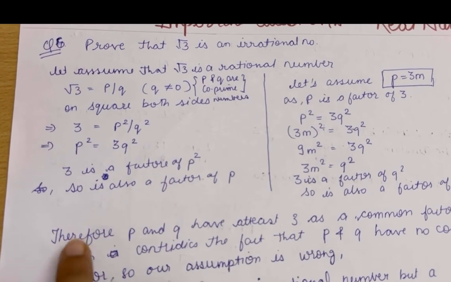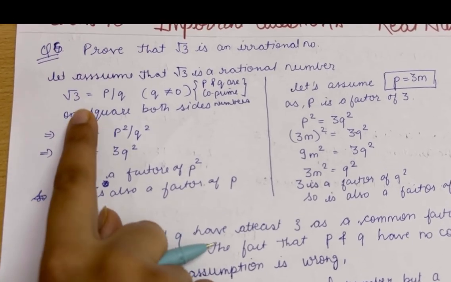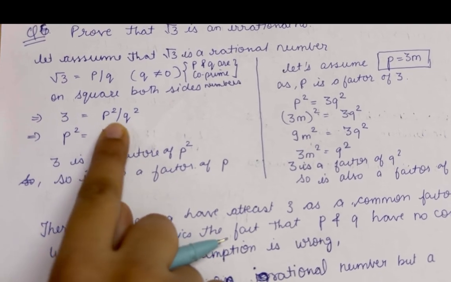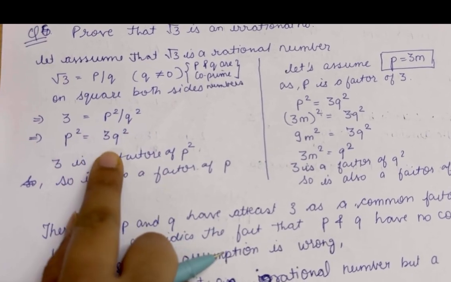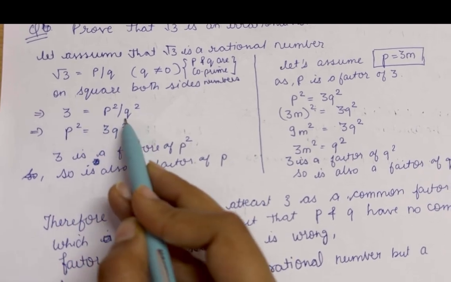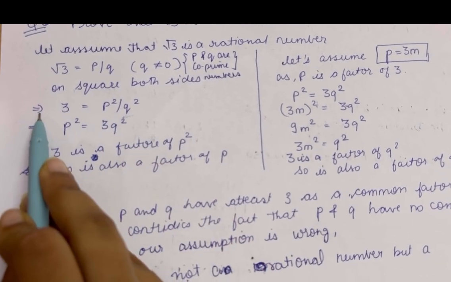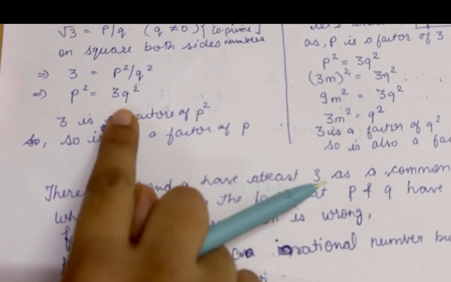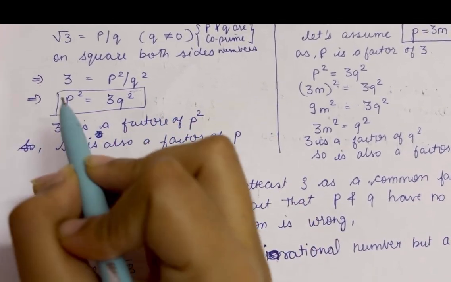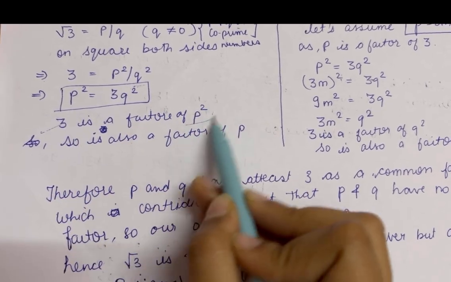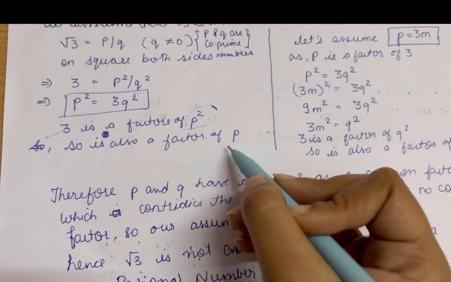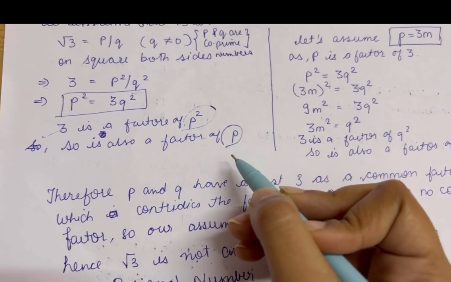On both the sides, LHS and RHS, we got, in place of root 3 into root 3 is 3, which is equal to p square upon q square. So p square is equal to 3q square. When we shift this denominator q square to the LHS, we get p square is equal to 3q square. So from this equation, we can say that 3 is a factor of p square. And if 3 is a factor of p square, it also should be a factor of p.